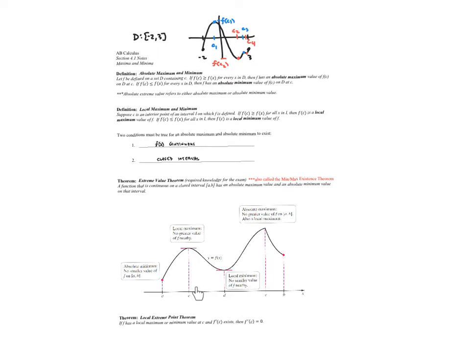So the local extreme point theorem is if f has a local max or min at x equals c, and f prime of c exists, then the derivative f prime at c must be 0. Now you'll see here, local max, local min. If the derivative exists, then it's got to equal 0. Well, what if it doesn't exist? Could there be a local max?